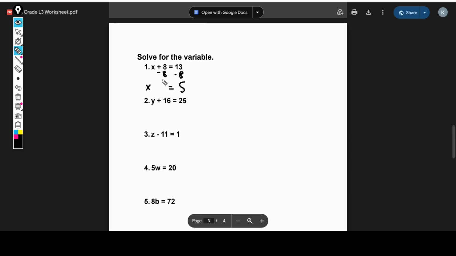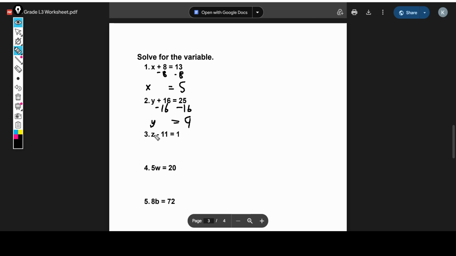And the reason I chose to do a minus 8 on both sides is because we want to isolate the variable. And since this x is with a pesky number over here, we just have to subtract by this number to cancel these two out, and that will leave our x all by itself. Similar process for this y. I subtract 16 on both sides to get it alone. So we get y, 16's cancel, equals 25 minus 16. 25 minus 16 is 9.